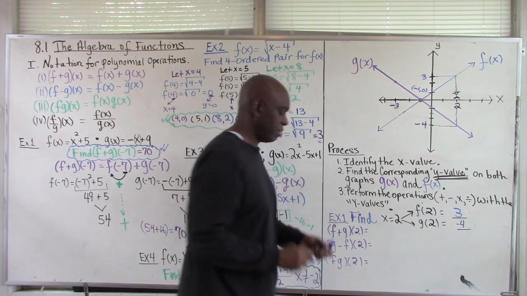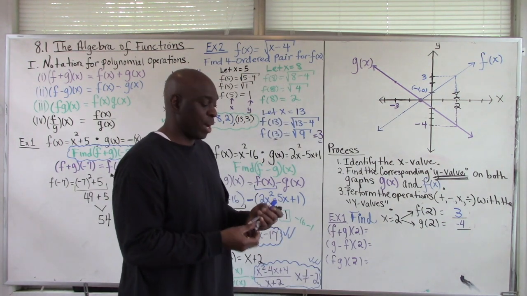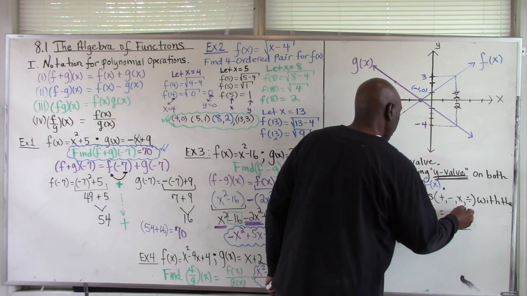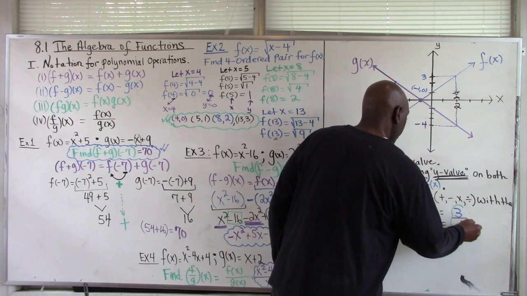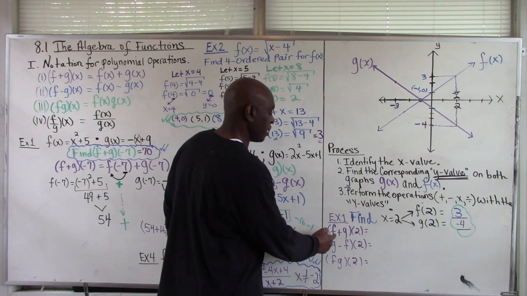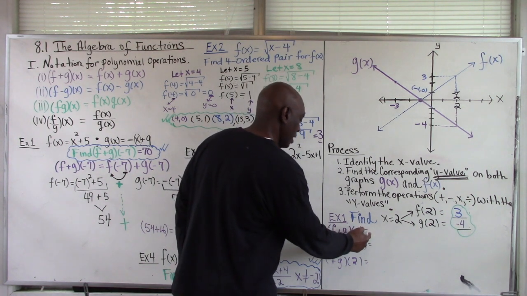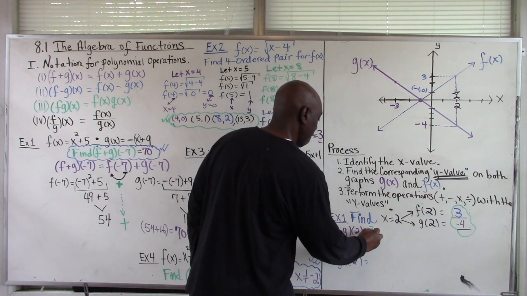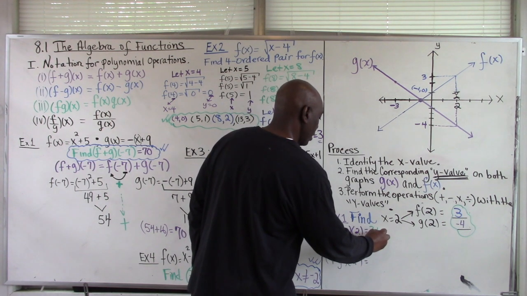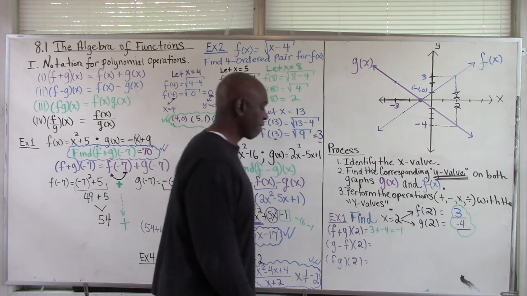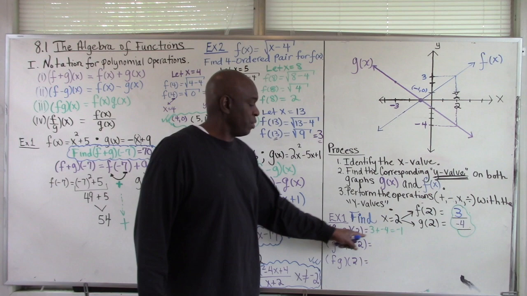All right, there you go. There are your y values. The purple and the blue. Do everything with these two numbers. So F plus G of 2 equals, well, it's the F value, which is 3, plus negative 4, which is negative 1. So F plus G of 2 equals negative 1.